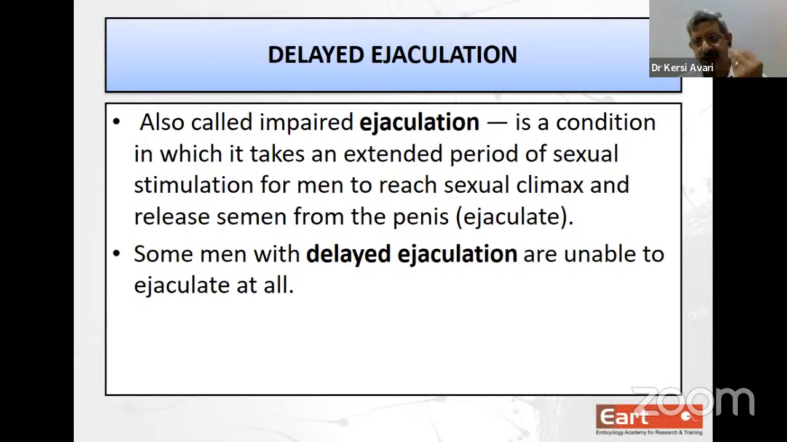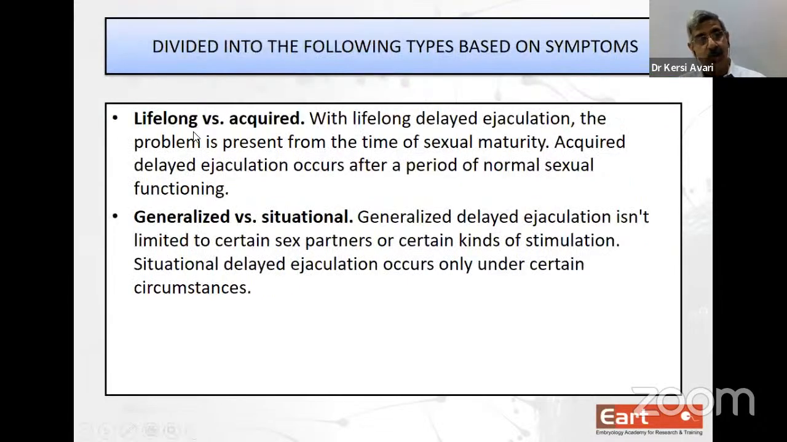Delayed ejaculation can reach such a point that the person generally gives up. So it can also be termed as something like anejaculation. Okay. Again over here, lifelong versus acquired, generalized versus situational. Now situational means what? A certain new area, or unfortunately, sometimes the guilt of having fun and pleasure, multiple partners. So at that time, that guilt factor is always there. So that is a situation.